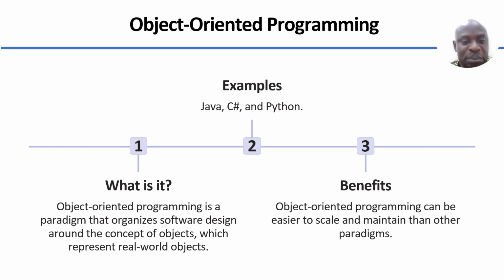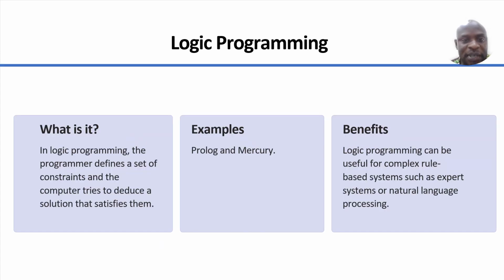Object-oriented is the most important and useful programming paradigm. It is a programming paradigm that organizes software design around the concept of objects, which represent real-world objects, where objects are used as a descriptor for programming elements. Java, C++, C#, Python are good examples of programming languages that work based on the object-oriented approach. Benefits include scaling. You can modularize the programming experiment or programming task.